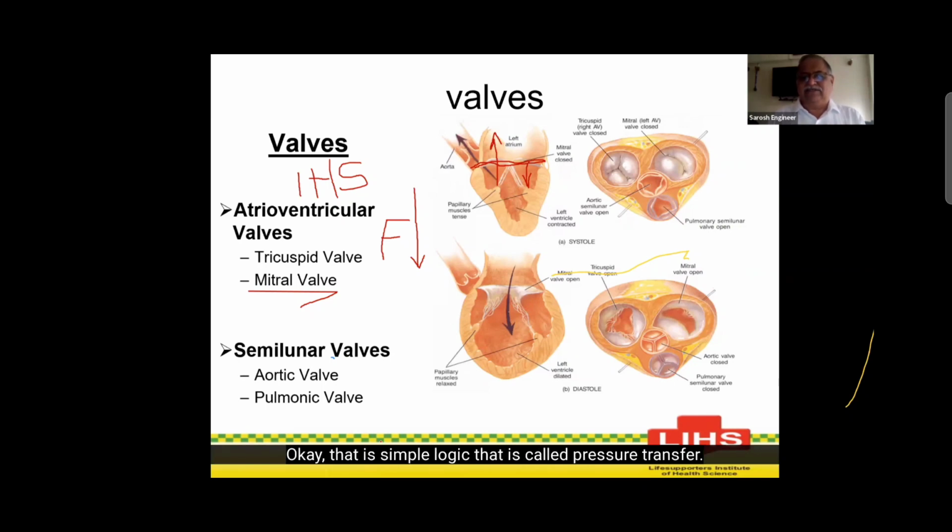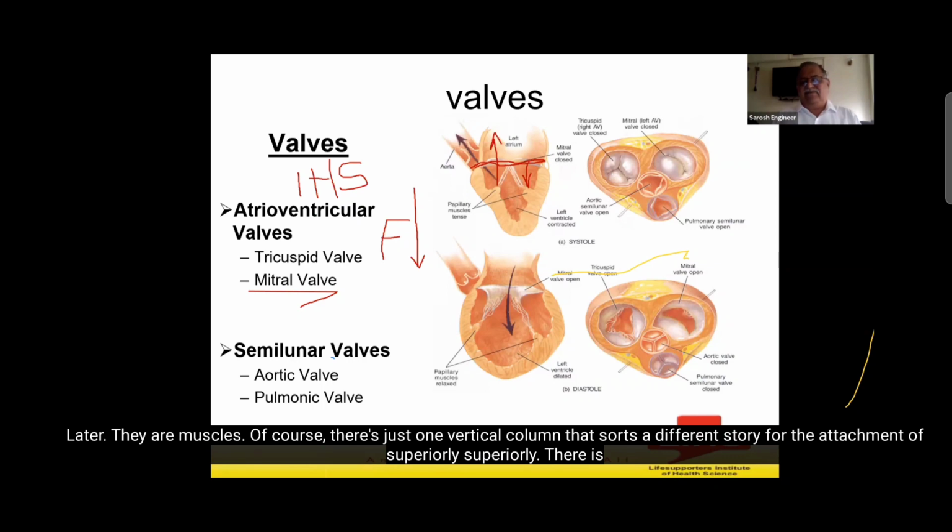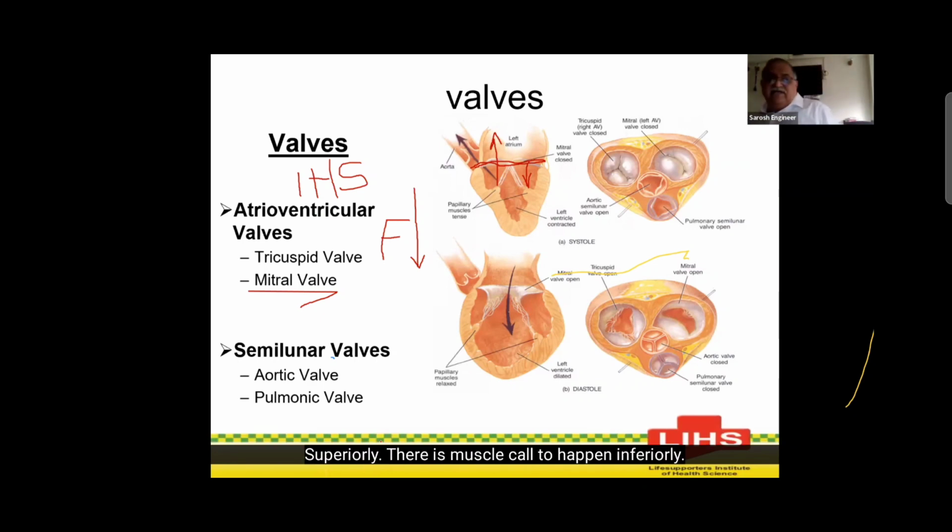Okay, that is simple logic. That is called pressure transfer. Okay, that is pressure transfer from the wall. And therefore, all walls of the abdomen have to be made of muscles, and they are made of muscles. Anteriorly, there are muscles. Laterally, there are muscles. Posteriorly, there are muscles. Of course, there's just one vertebral column. That's a different story for the attachment of muscle. Superiorly, there is a muscle called the diaphragm. Inferiorly, there is a muscle called the pelvic diaphragm. And therefore, all six walls of the abdomen are muscular.